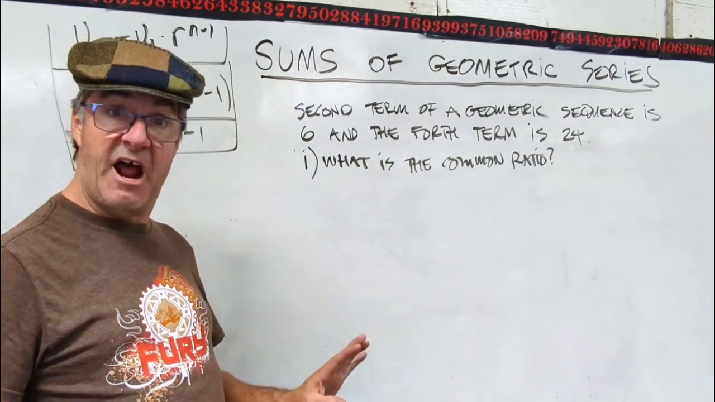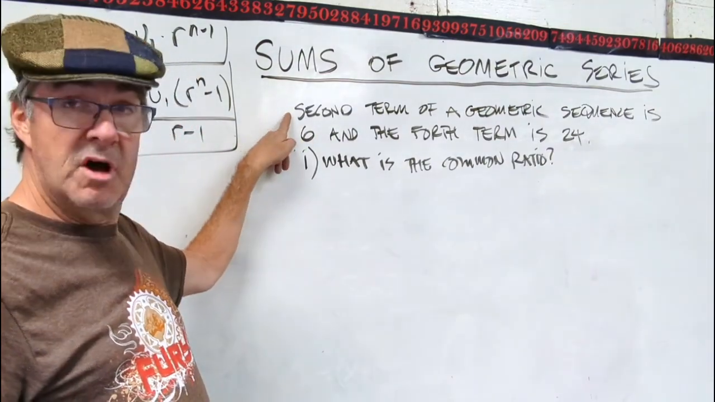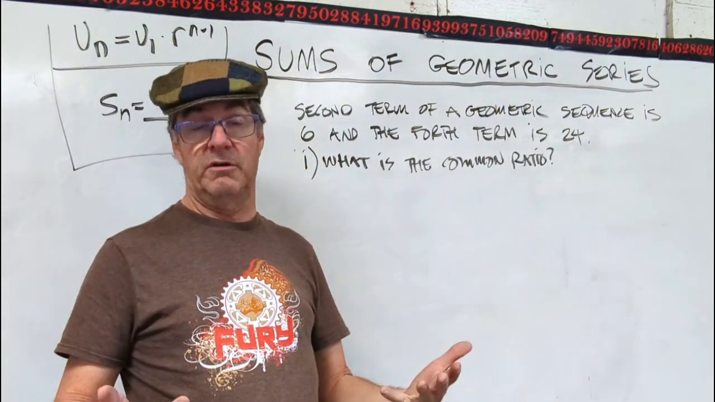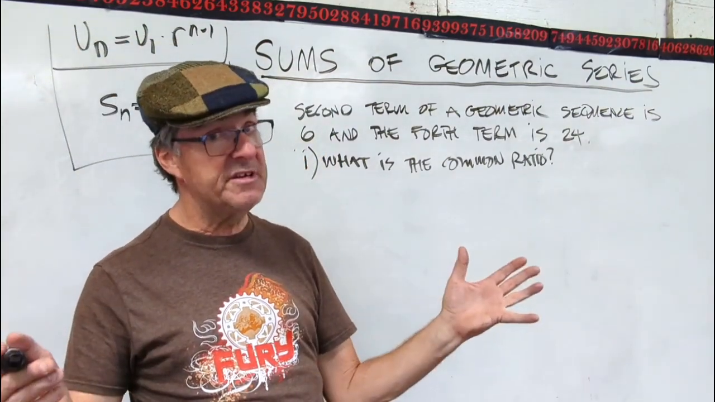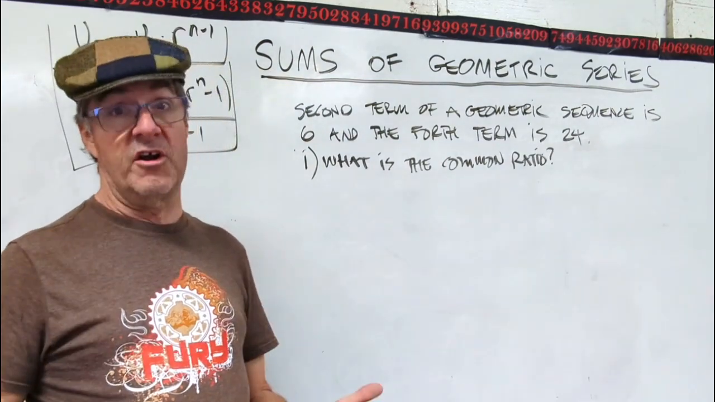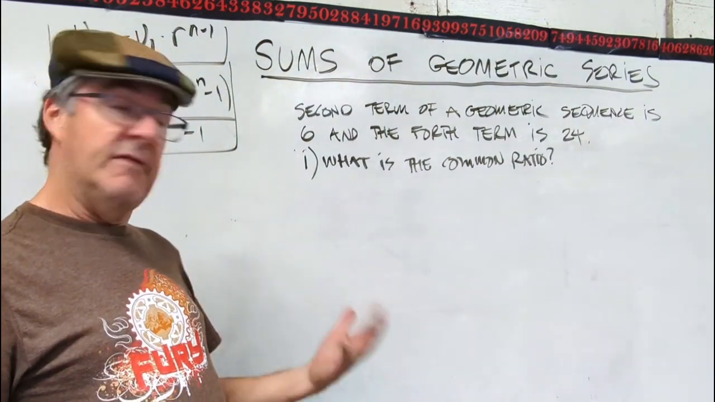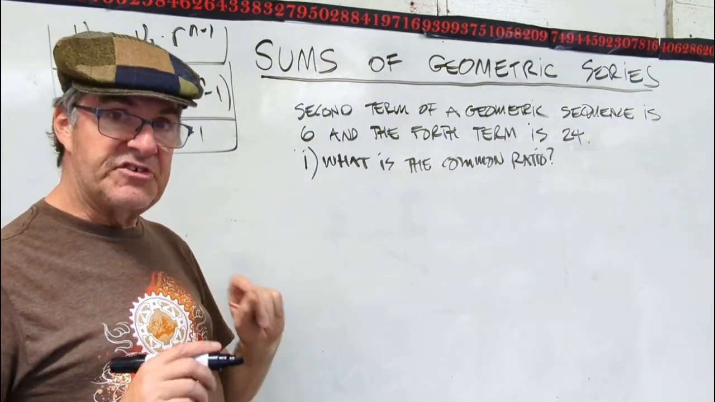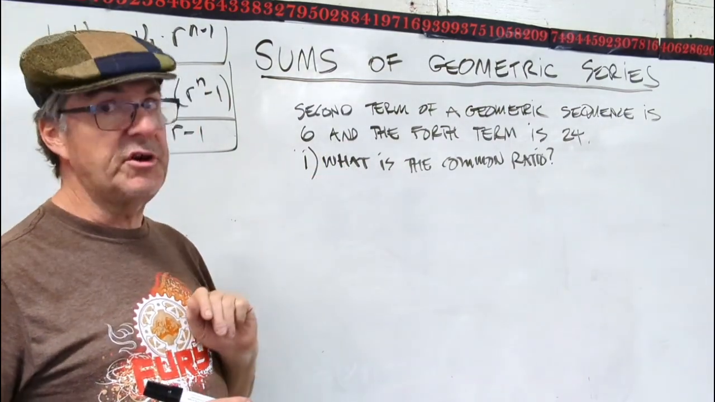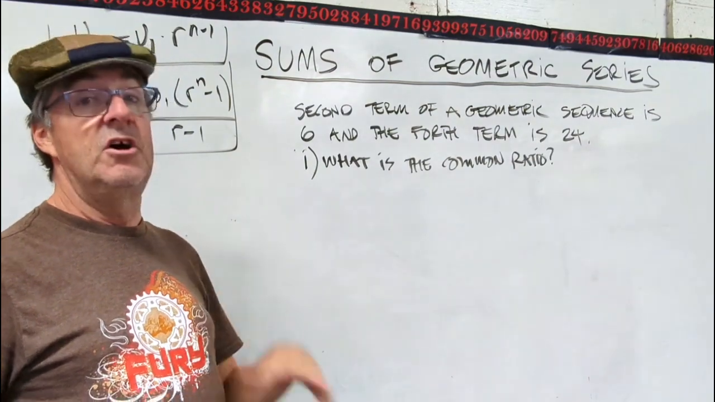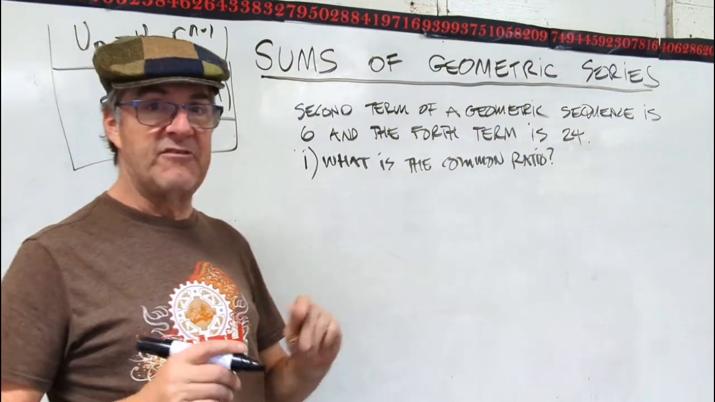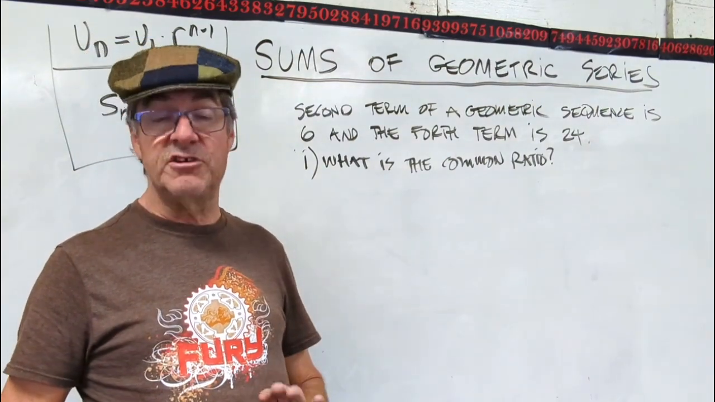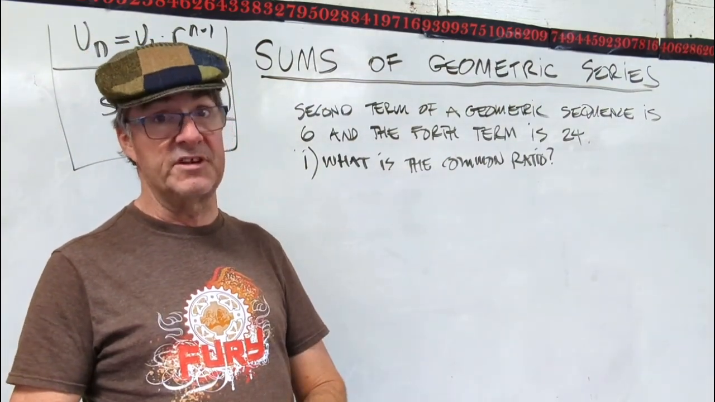Okay, this one's more abstract. The second term of a geometric sequence is 6, and the fourth term is 24. So we don't really know what the first term is, and we don't know what R, the common ratio, is. However, we're going to find the common ratio right there. Now, I understand that if you stare at these 2 terms, you can figure out just by inspection what the common ratio is. However, that may not always be the case. So let me show you how to calculate it to be sure you can find it every time.